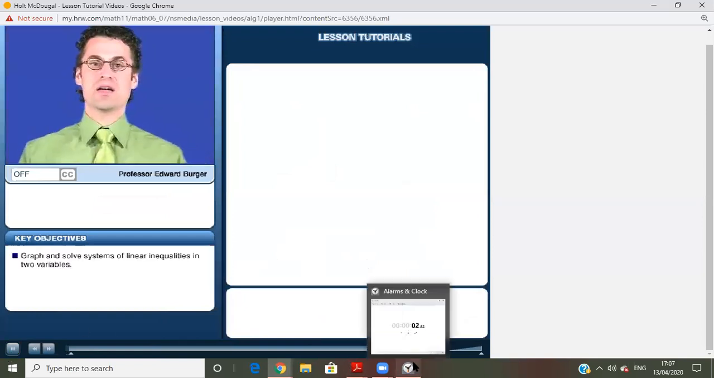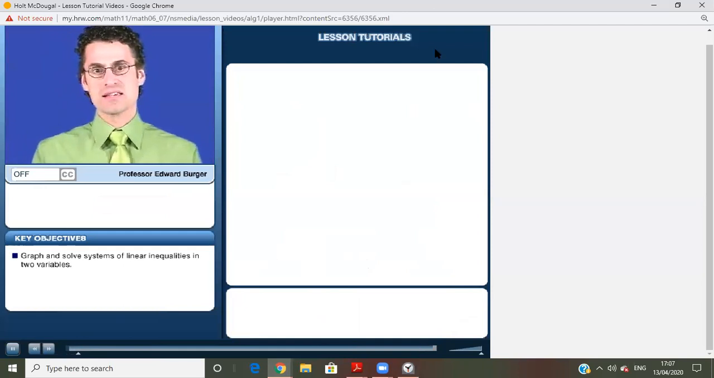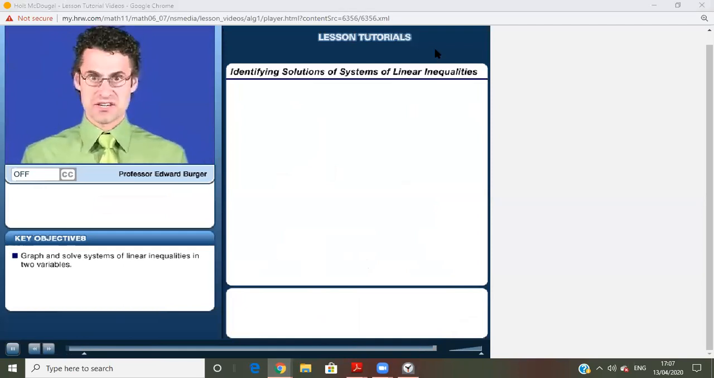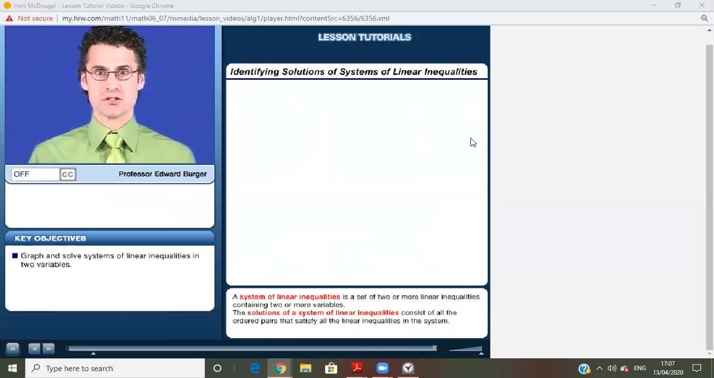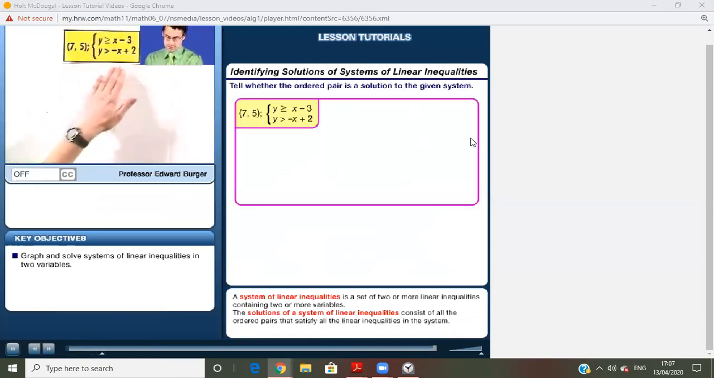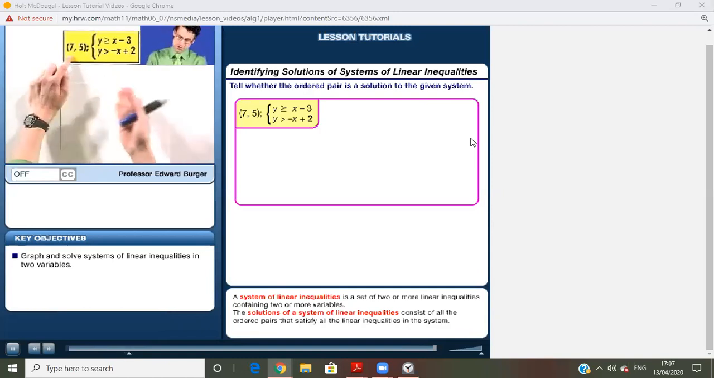Okay, now suppose we have a system of inequalities. What I want us to take a look at now is how can we actually find solutions to systems of linear inequalities. Let's just start by asking, what does it mean to be a solution to a linear inequality? Well, let's take a look at this system right here. This is the system that says y is greater than or equal to x minus 3, and also y is strictly greater than negative x plus 2. And what I want to know is, is this point, 7, 5, in the solution set of this system of inequalities?